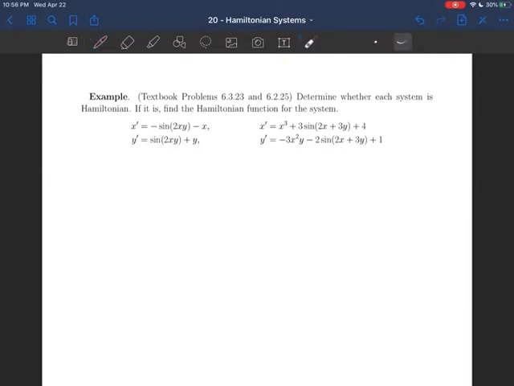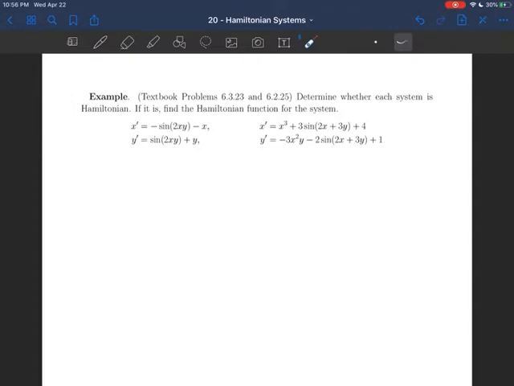All right, so this feels like time to do an example. Let's do two examples. These are some problems taken from the textbook with a little bit of modification by me. These are problems 6.3.23 and 25. What we're asked to do here is to determine whether each of these systems, we have two systems, one here and one here, is Hamiltonian or not. And if it is Hamiltonian, find the Hamiltonian function. Find h.